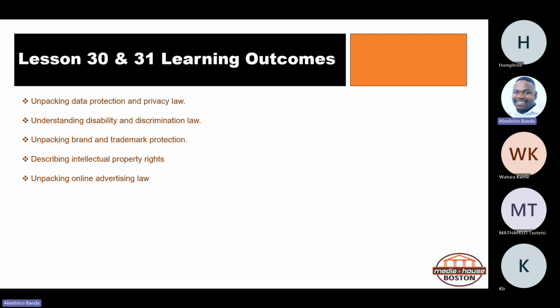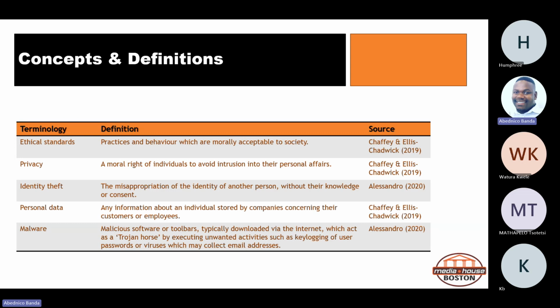You also need to understand online advertising law. These are the concepts that we are going to be discussing as this session progresses. We are going to come across ethical standards. What are ethical standards? We are going to come across privacy, and the concepts identity theft, personal data, and malware.